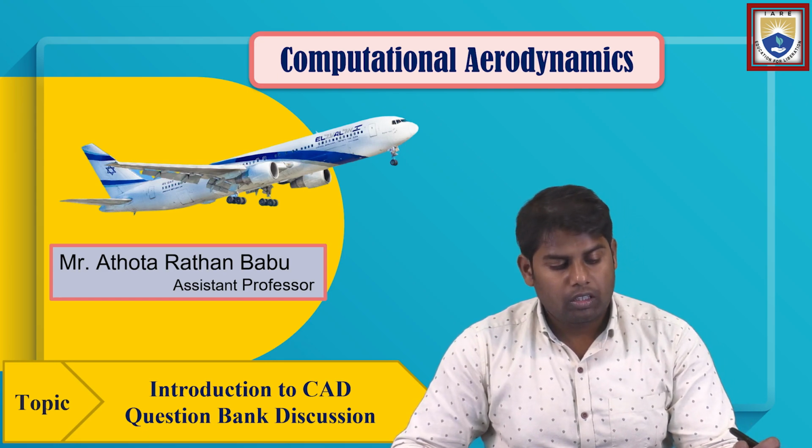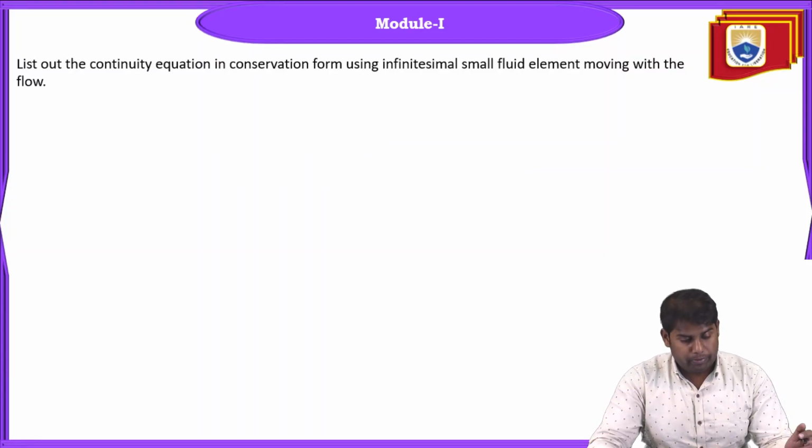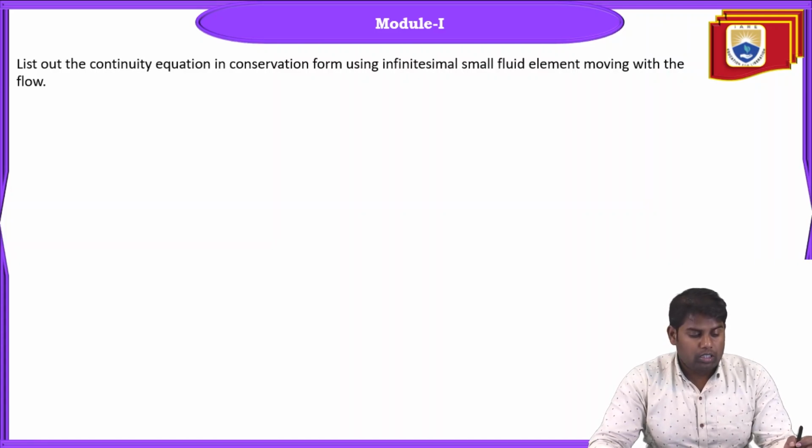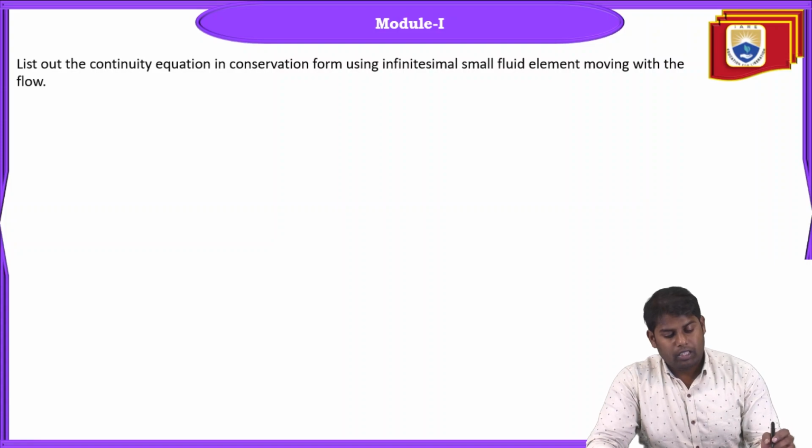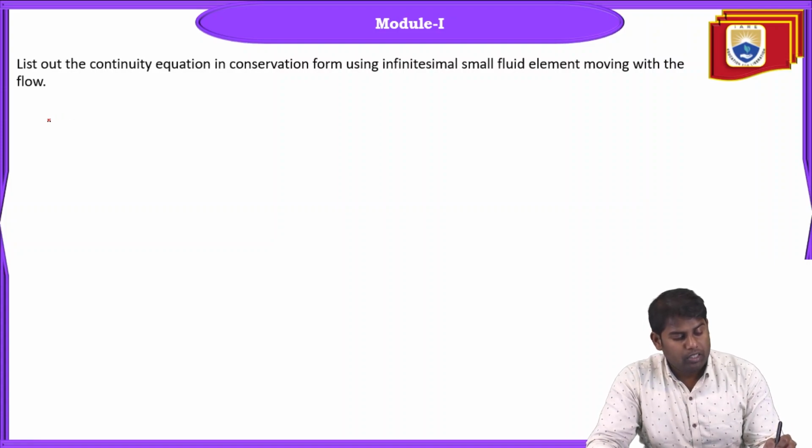Okay, so in the tutorial question bank, we have: derive the continuity equation in conservation form using an infinitesimally small fluid element moving with the flow. Basically there are 4 approaches where you can model the fluid dynamics.